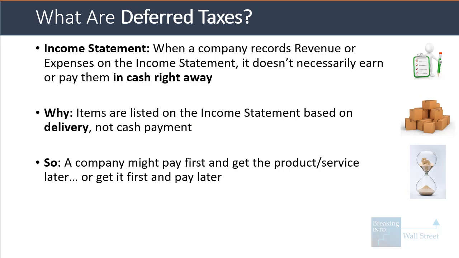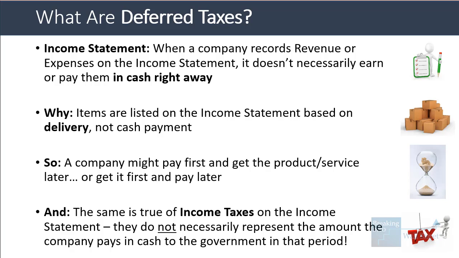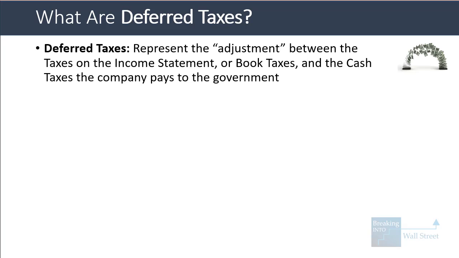The same is also true of income taxes on the income statement. They do not necessarily represent the amount the company pays in cash to the government in that period. And so this deferred tax line item represents the adjustment between taxes on the income statement, also called book taxes, and the cash taxes that the company pays to the government.